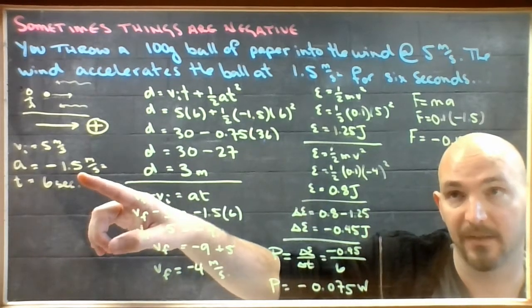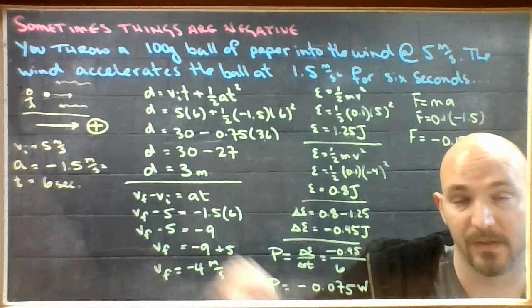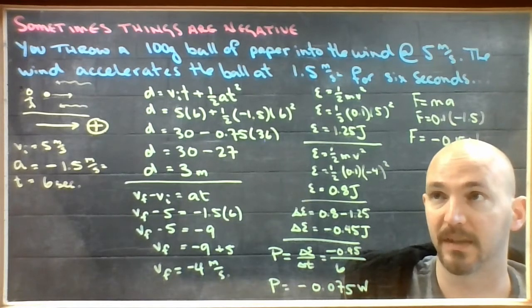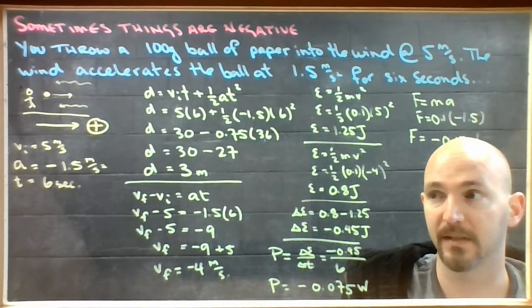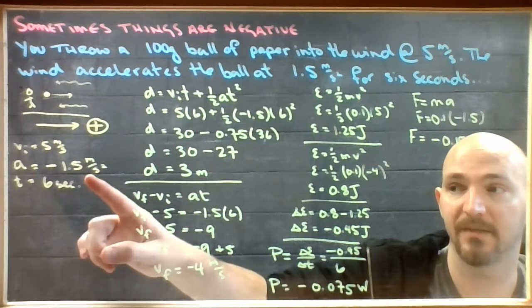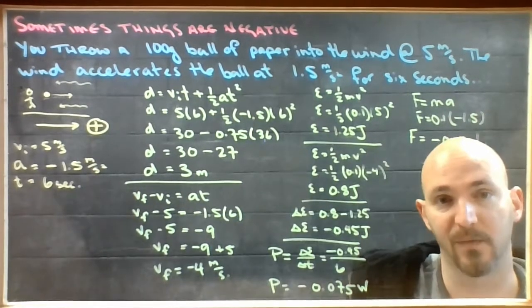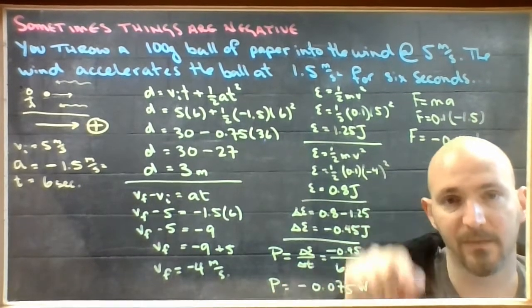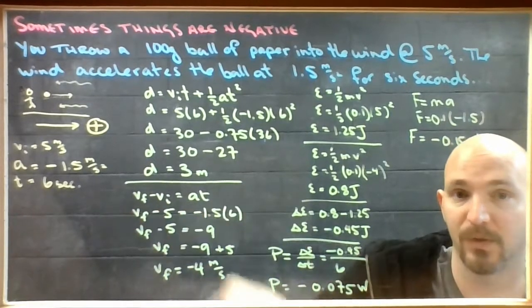Acceleration was negative because we chose to make it leftward in the first place, because we're told that the paper is going into the wind at first. And this negative acceleration resulted in a negative force. Now, it's negative, which means it's a push in the leftward direction.